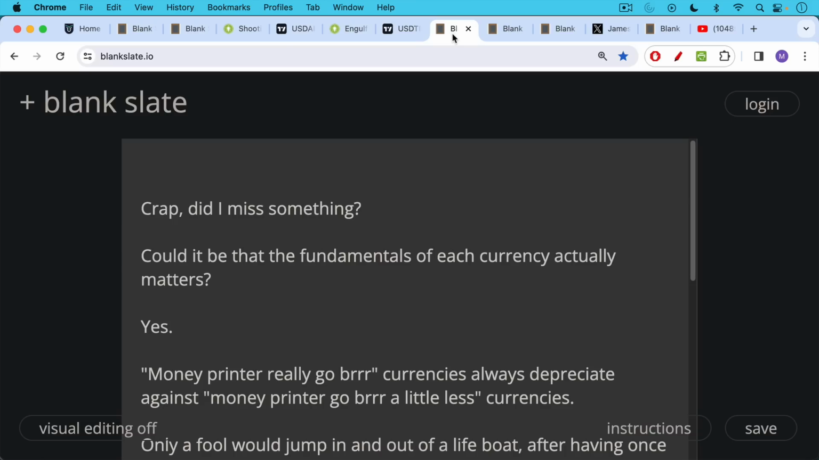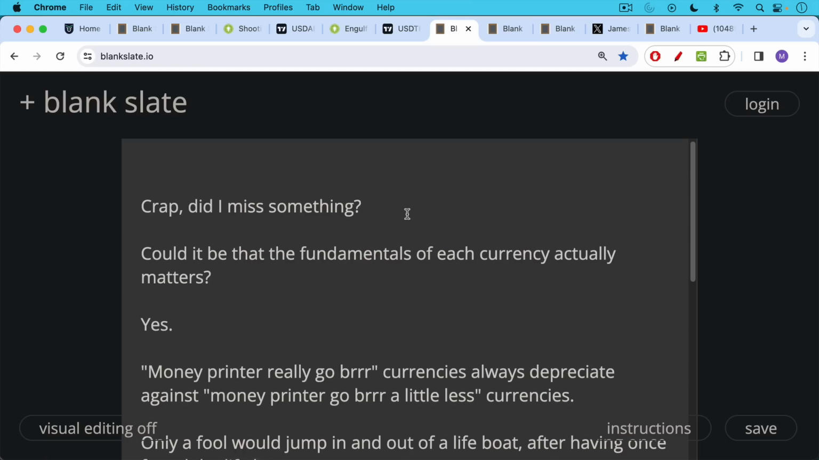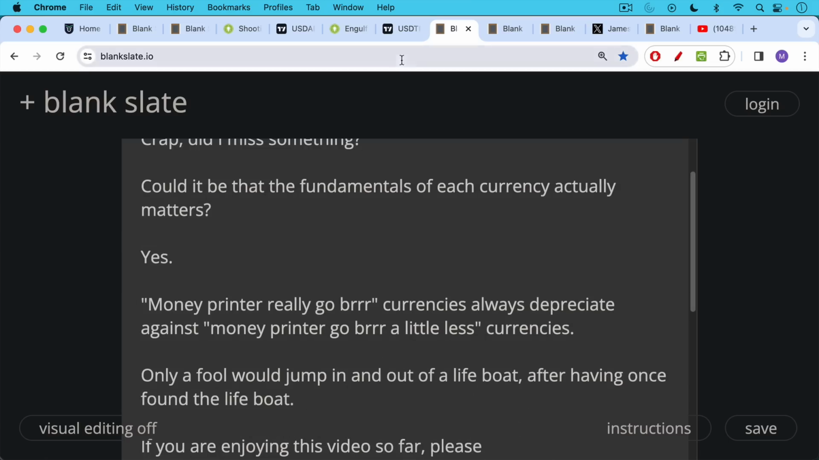It actually looks like I'm missing something. Could it be that the fundamentals of each currency actually matter? Of course they do, because money printer go brrr currencies like the Turkish lira or the Lebanese pound or any of these currencies always depreciate against money printer go brrr a little less currencies, and only a fool will jump in and out of a lifeboat, having once found the lifeboat.